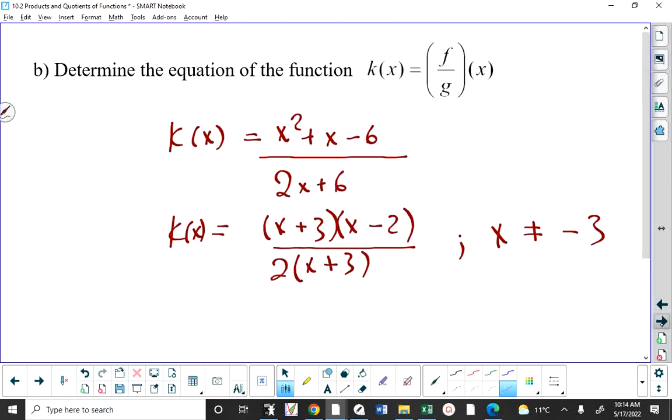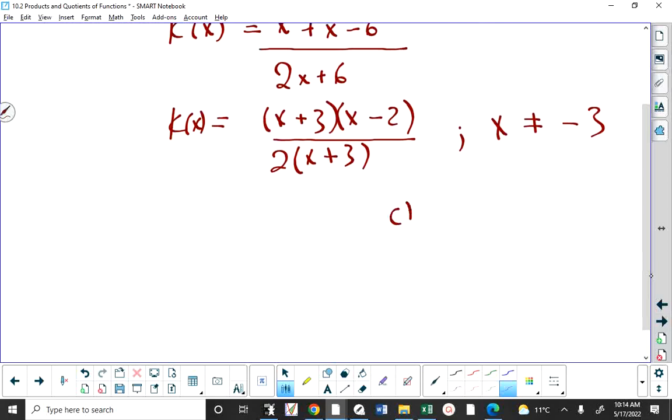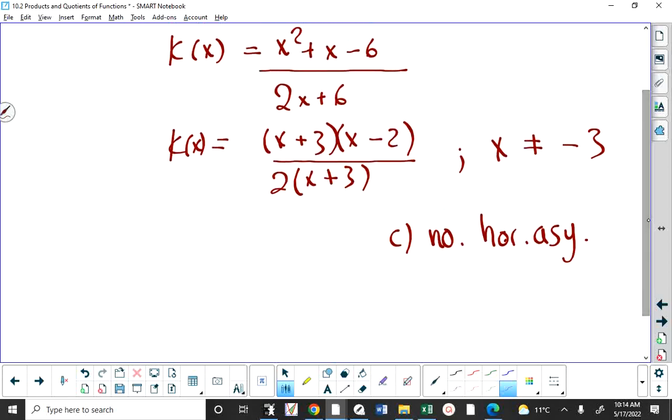And finally, if we do an analysis of k of x, there is no horizontal asymptote. And Maddie, why is that? Right, it's opposite to the other one. So when the degree on the top is higher than the degree on the bottom, there's no horizontal asymptote. There is no vertical asymptote. The reason for that is the non-permissible value cancels. The only non-permissible value cancels. So we have a hole, and the hole will be at negative 3.